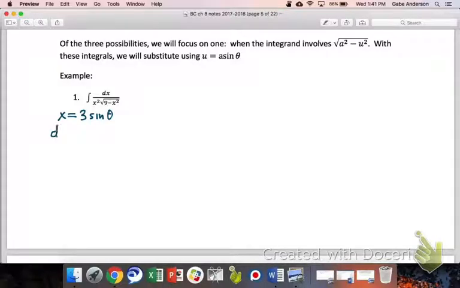Anytime we do substitution, we also look for a dx. So what is our dx for this one? 3 cosine theta? Yep, 3 cosine theta d theta.